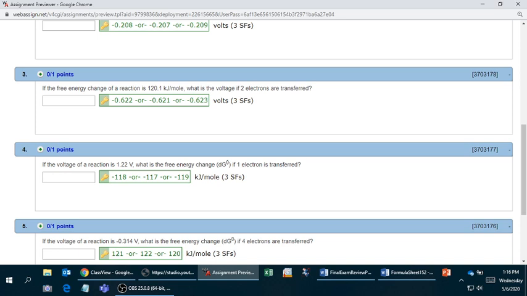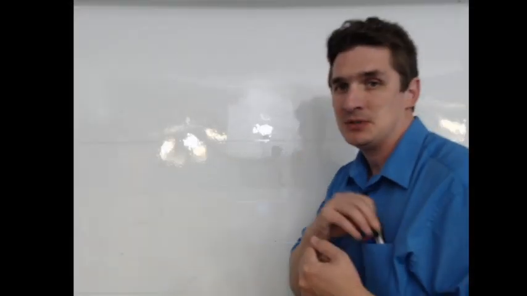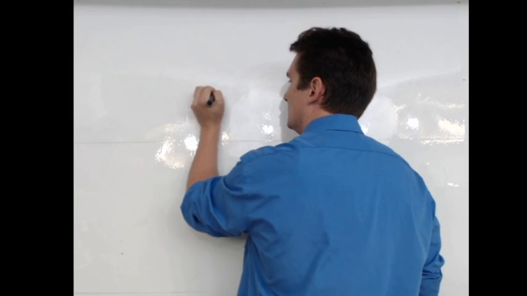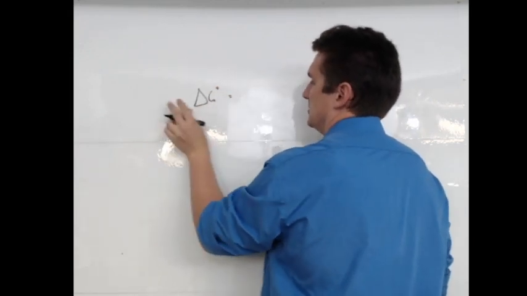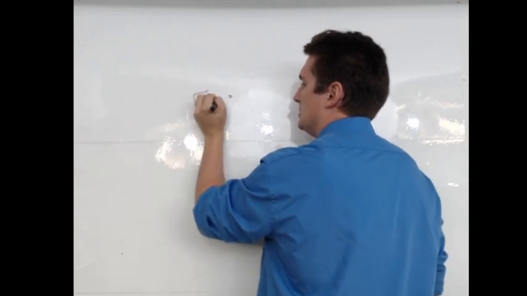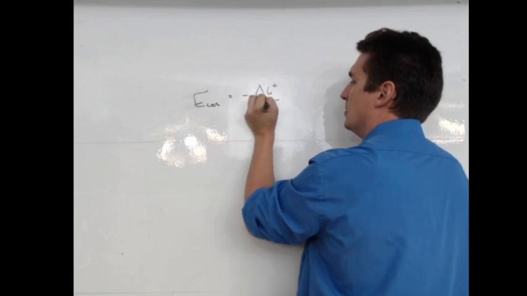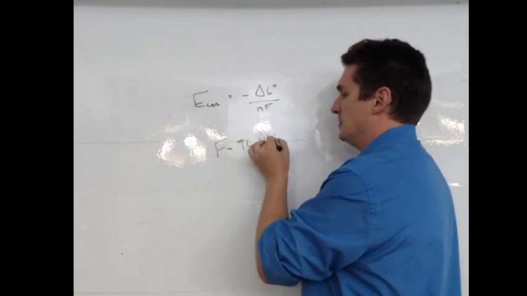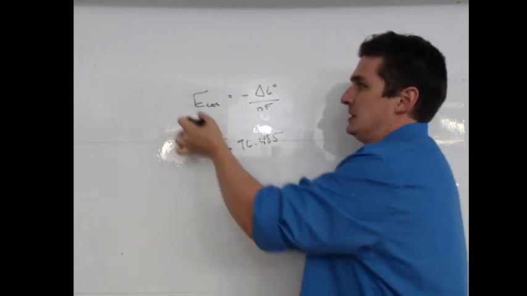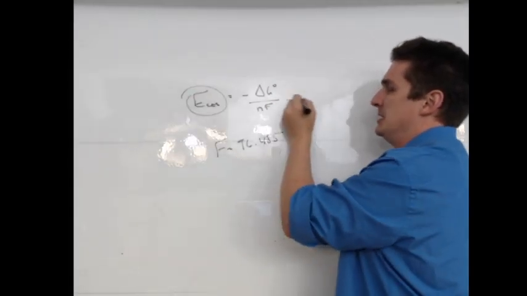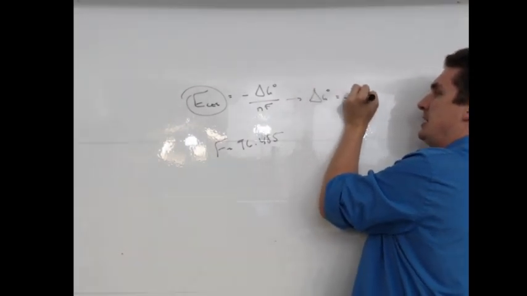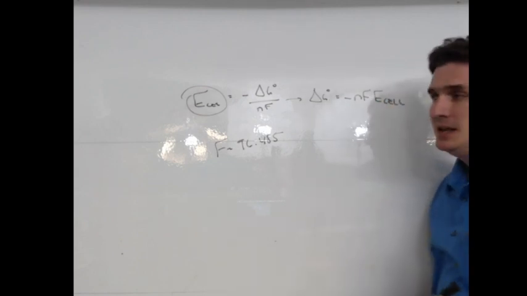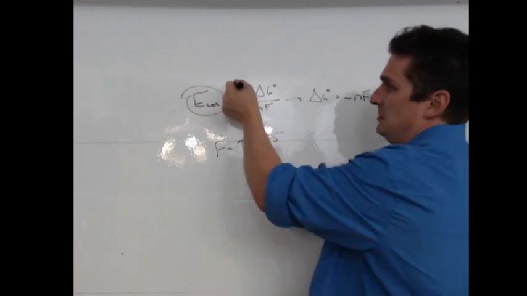One gives you the free energy and asks you to find the voltage. One gives you the voltage and asks you to find the free energy. So to do any of these types of problems, you're going to use the relationship that your cell voltage is equal to the negative delta G naught over NF. So N here is your number of electrons, F is Faraday's constant, 96.485. So if you're given the cell voltage and asked to find the delta G naught, it's minus NF times the cell voltage. If you're given the delta G naught and asked to find the cell voltage, you just plug in those numbers.